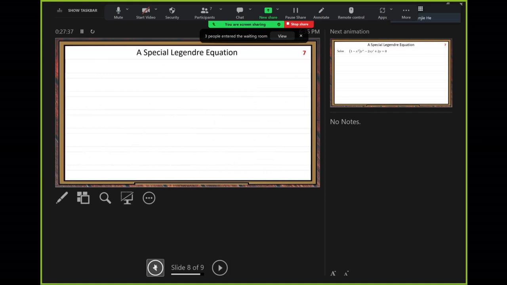So next, special Legendre equation. Here, let us work on this example. Let us solve this equation. Second order, linear, homogeneous ODE, homogeneous, but with variable coefficients.